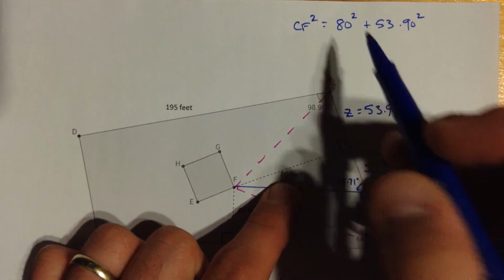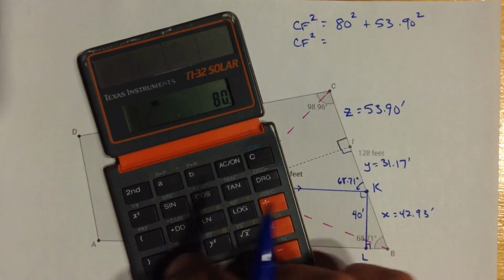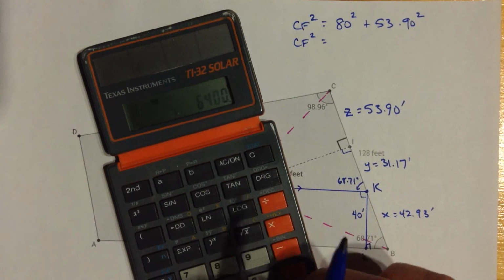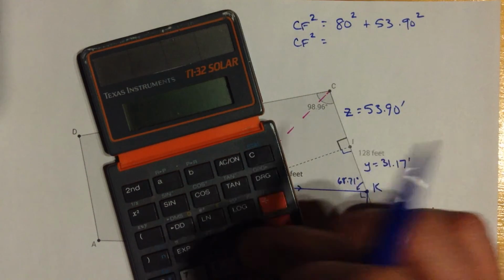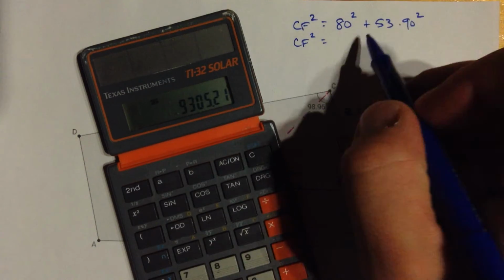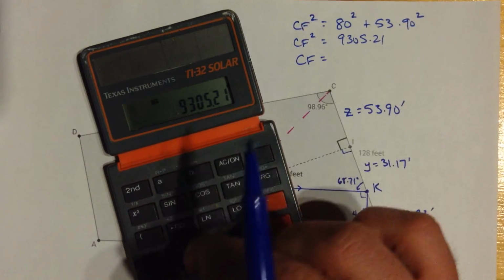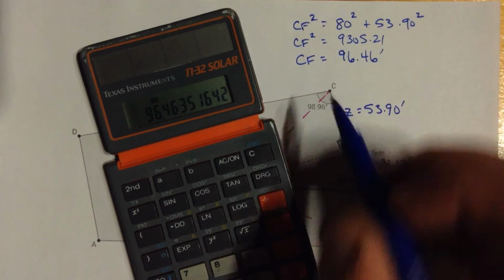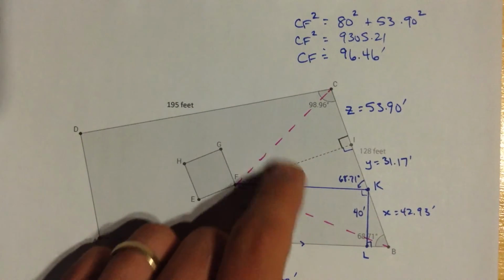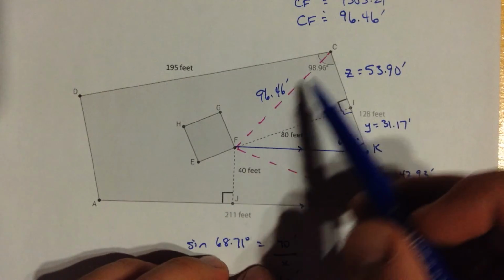This is a right angle triangle, and I'm trying to find the hypotenuse. So CF squared is, and let's work it all out here, 80 squared plus 53.9 squared. Press equals, and then press the square root button. Oh, sorry, I should wait until I've written this down. 9305.21. Taking the square root of both sides then leaves me with 96.46 feet approximately. So that's the length of this side, 96.46. Well, that's one side, one of my purple lines here.